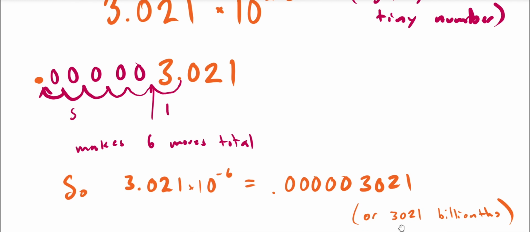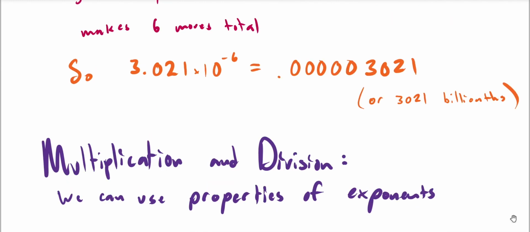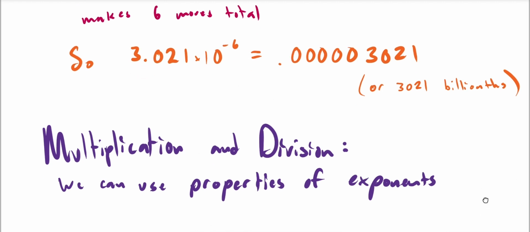which is 3,021 billionths. Now, for multiplication and division in scientific notation, we can use properties of exponents to write that in a slightly different way. We can deal with the 10 powers separately and the numbers separately. Let's see what I mean.